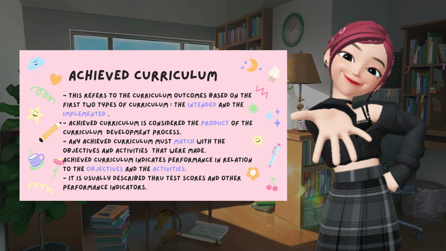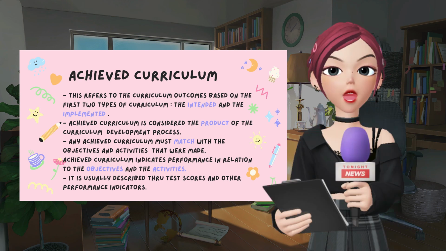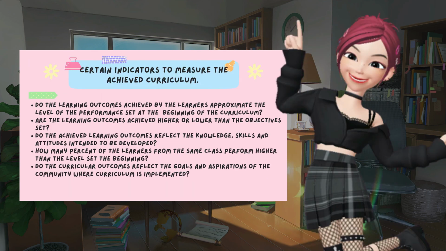And lastly, achieved curriculum. It is the learning outcomes as measured by learning performance. As mentioned, achieved curriculum refers to the curriculum outcomes based on the first two types of curriculum, the intended and implemented curriculum. It is now considered the product. Same with the two types of curriculum, there are certain indicators to measure the achieved curriculum. These are the following questions.